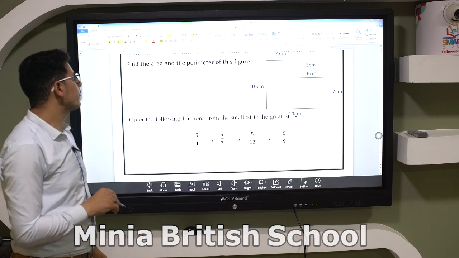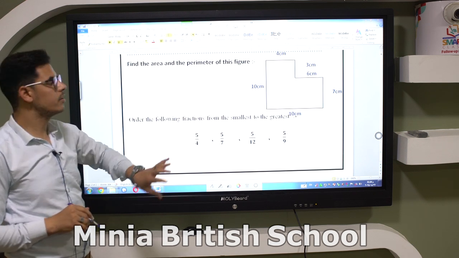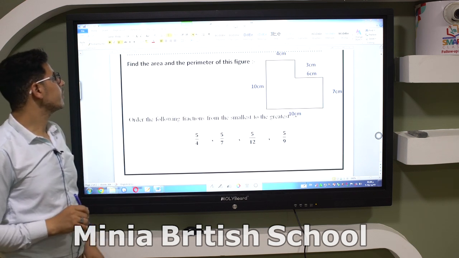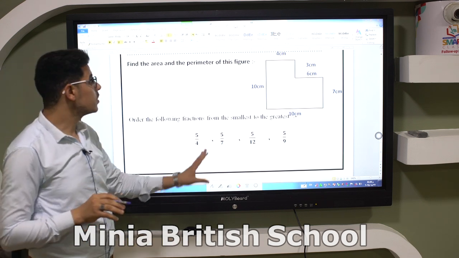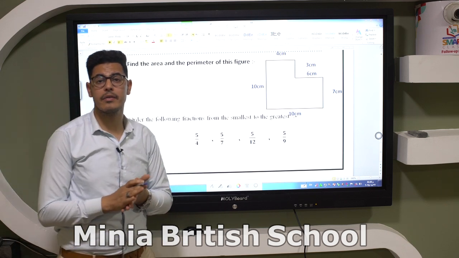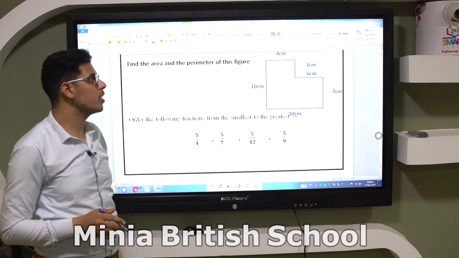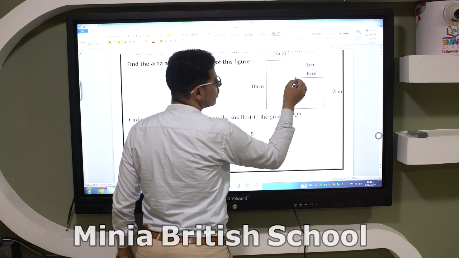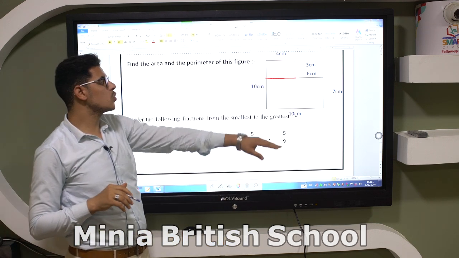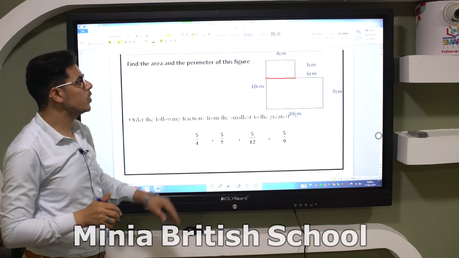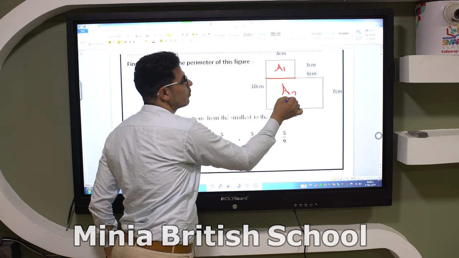Let's see the next example. Here I have a complex figure. Find the area and the perimeter of this figure. We know that this figure doesn't have any rule to find the area. So what can I do? I will divide this shape into two shapes. I can divide it vertically or horizontally. But here I divided this shape into two shapes. So here I will find area 1 and area 2.